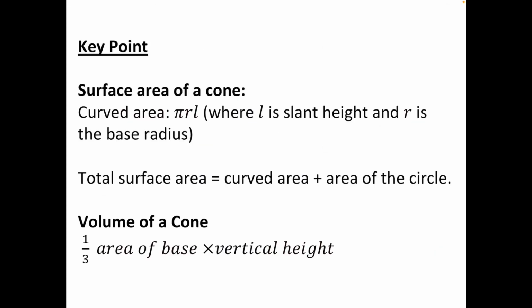Okay, finally we have surface area of a cone and volume of a cone. Surface area of a cone is given by pi RL, where R is the radius and L is the slant height, so it cannot be perpendicular, it must be the slant. And that's for the curved area. Okay, you also have a circle, so you need to work out the area of the circle as well. So if you wanted a full formula, it would be pi RL plus pi R squared. All you really need to remember there is that the curved area is pi RL, as you should already know how to find the area of a circle.